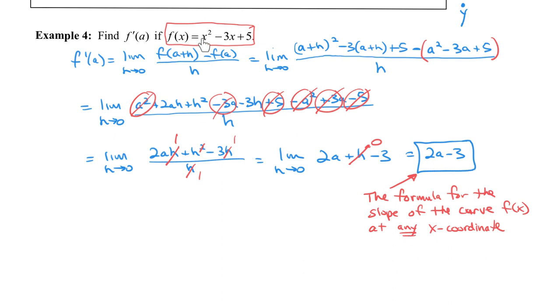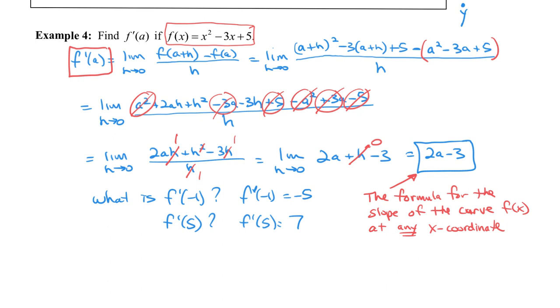If you want to know for this parabola, now we know what they look like, right? It's a positive coefficient, so it's going to be a smiley face, the curve opening up. Well, the formula for the slope of this curve at any x-coordinate is right here. So you just plug this in and it'll give you the slope of the curve along here.